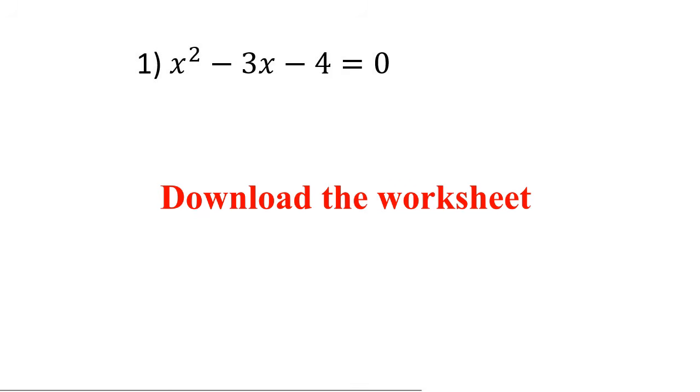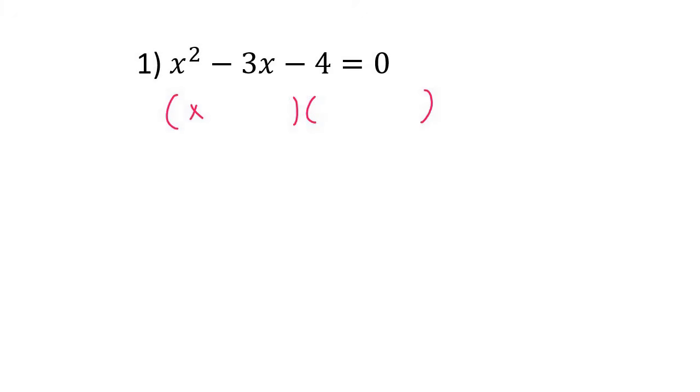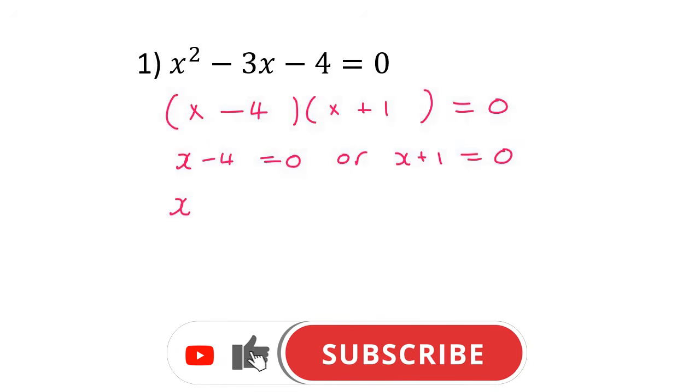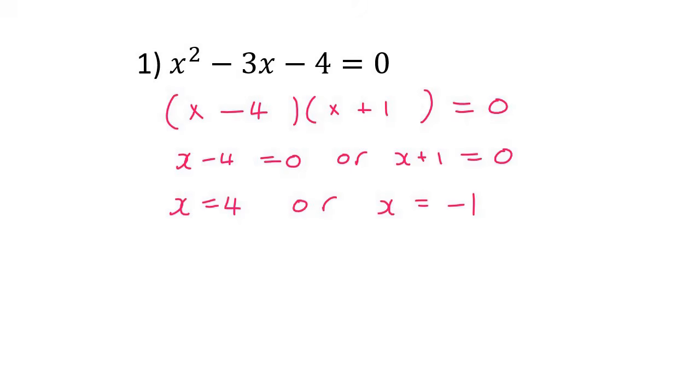With question 1, we should identify that this is a fairly straightforward equation where we can simply factorize. If we factorize this trinomial, we would find that it's going to be x minus 4 and x plus 1. Then I can say that x minus 4 must be equal to 0, or x plus 1 is equal to 0. And so we can find that x is equal to 4, or x is equal to minus 1.